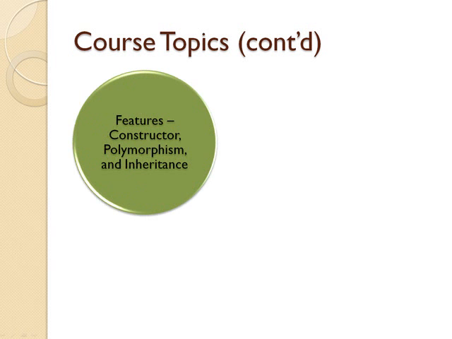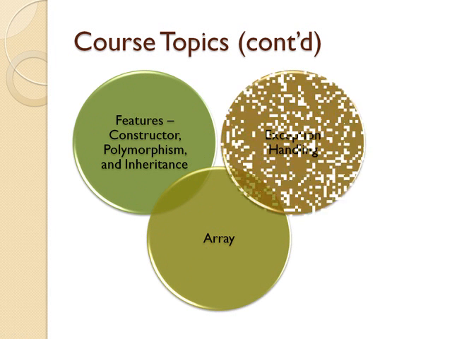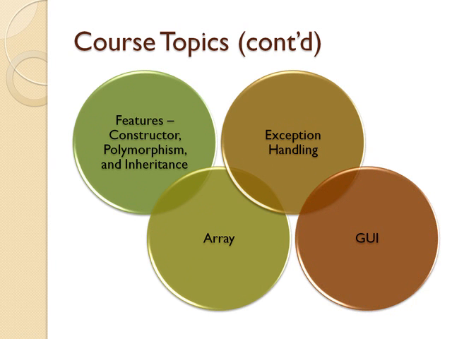More topics: constructor polymorphism and inheritance, array, exception handling, GUI. In constructor polymorphism and inheritance, we are going to be working on the object-oriented features in C#. We'll see how to write constructor using multiple parameters. We are going to see how to use polymorphism and how we can use inheritance in C# to use the existing methods in a class.